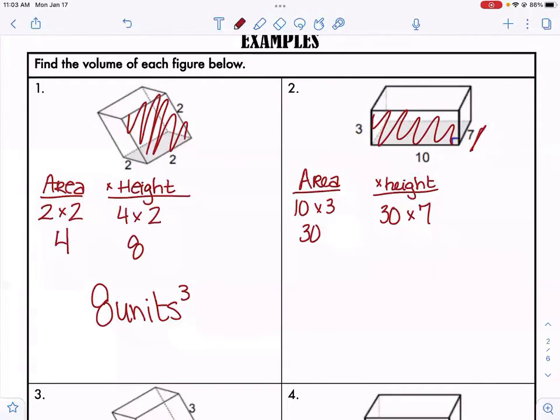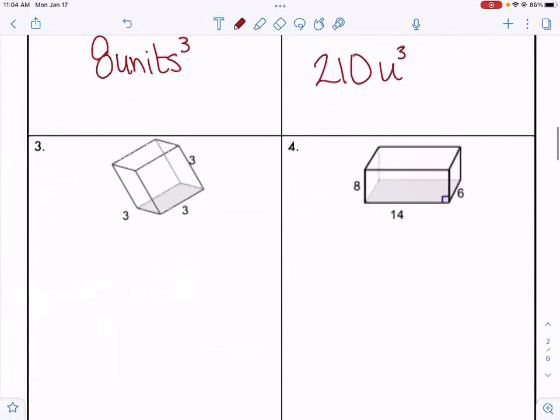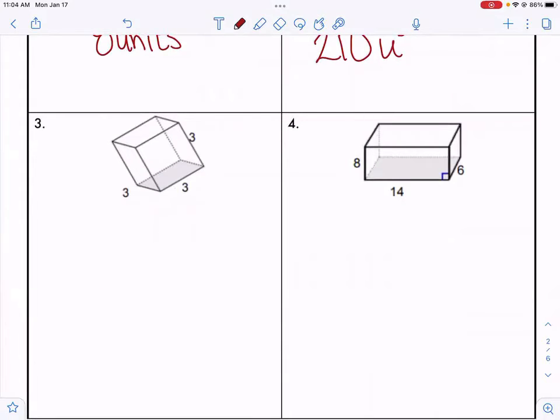Then we do 7 times 30. So what's 7 times 3? 21, and then we add the 0 that was at the end. Okay, so 210 units cubed. Really, all we got to do is multiply all 3 numbers, right? You're going to do the next 2. Try 3 and 4. If you're figuring this out, all we're doing is multiplying the length, the width, and the height, right?